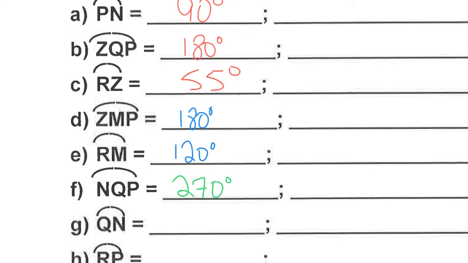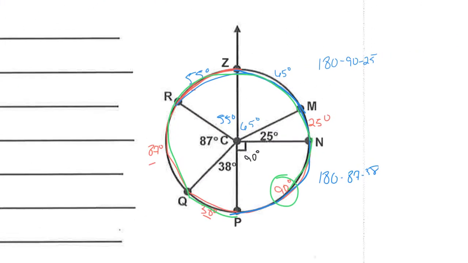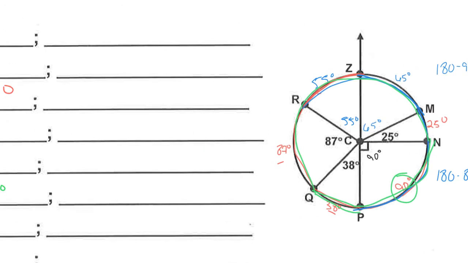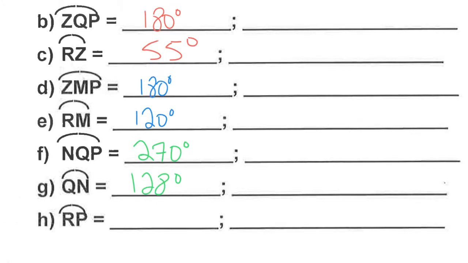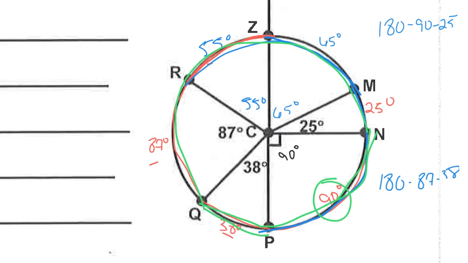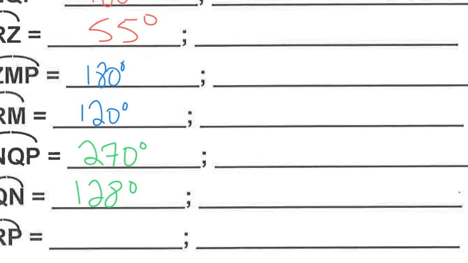Of course, you can add them up if you need to. Arc QN. So let's see, Q to P to N would get that whole one. So it looks like 38 plus 90 would be 128 degrees. And then our last one is RP. That's going to be all the way around there, R to Q to P. 87 plus 38 would be 125 degrees.